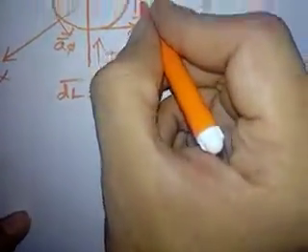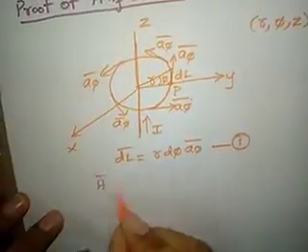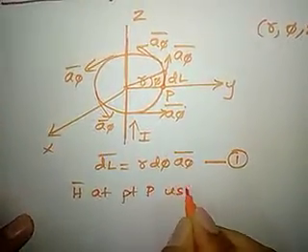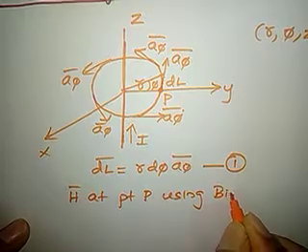H bar at point P is obtained using the Biot-Savart law.